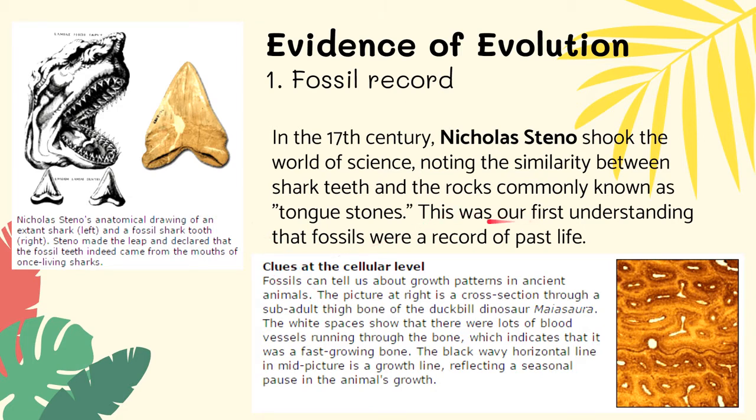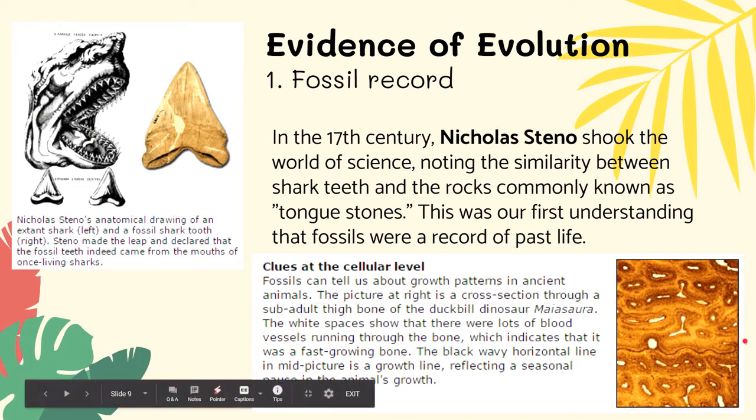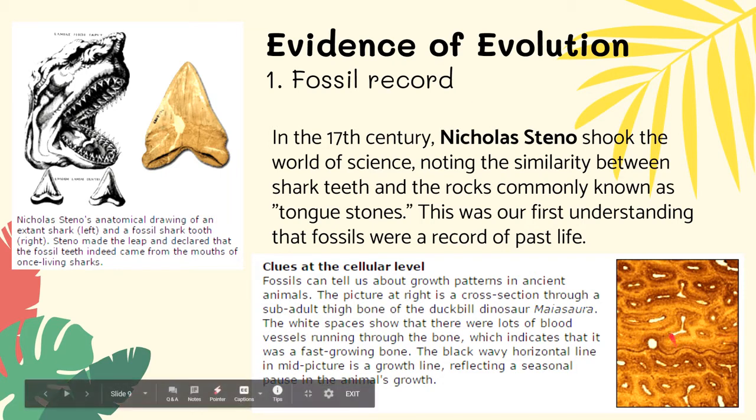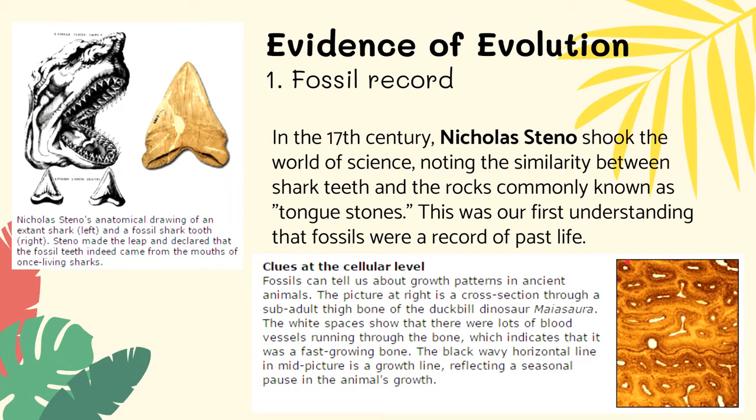So that was our first understanding that fossils, such as these tongue stones, were actually a record of the past life of organisms. Here we see that fossils can tell us about growth patterns in animals. This is a cross-section of an adult thigh bone of a duck-billed dinosaur, Maiasaura. The white spaces show us that there were lots of blood vessels running through the bone, which indicates that this is a fast-growing bone. They were able to compare these fossils with the structure of modern-day animals and see the similarities and differences that allowed them to come up with these conclusions.